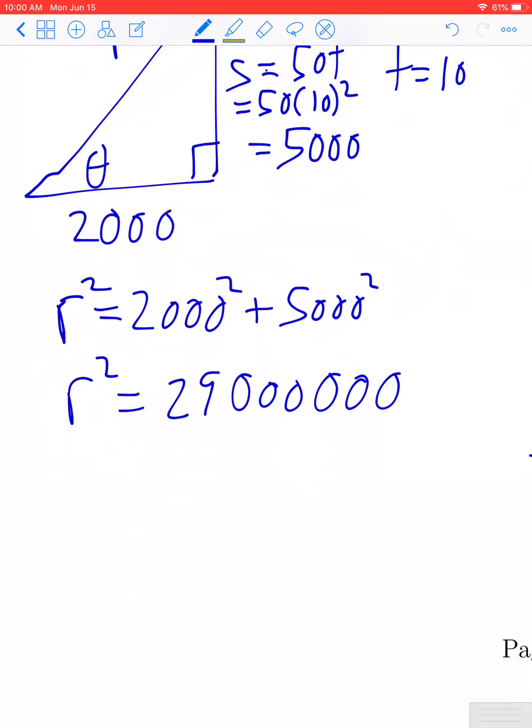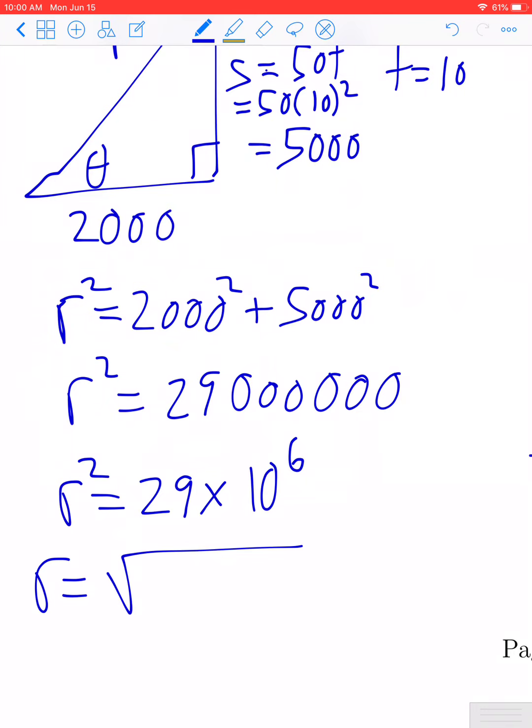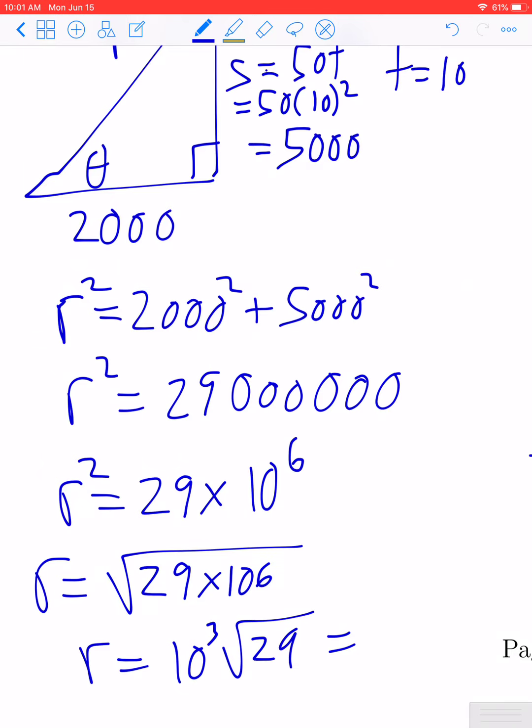This we can write as the following. This is 29 times 10 to the 6th. And now to solve for r, we would take the square root of both sides. And the square root of 10 to the 6th would be 10 to the 3rd. So this ends up being 1,000 times the square root of 29, if you wanted the exact answer.